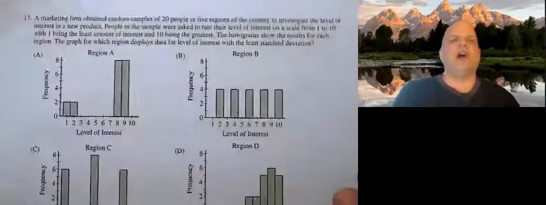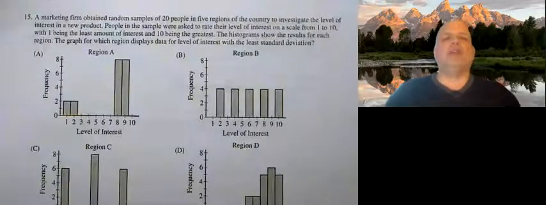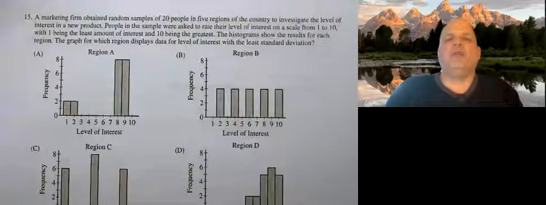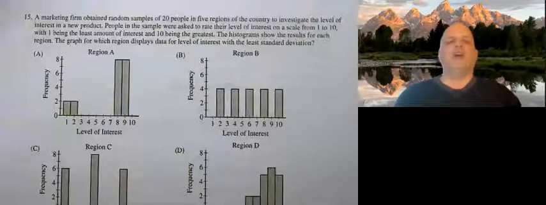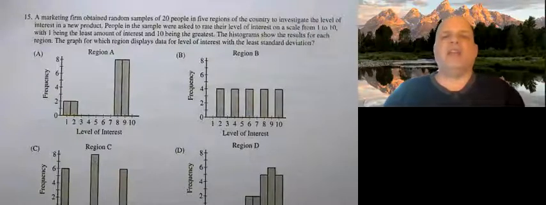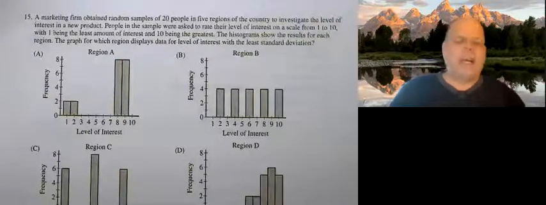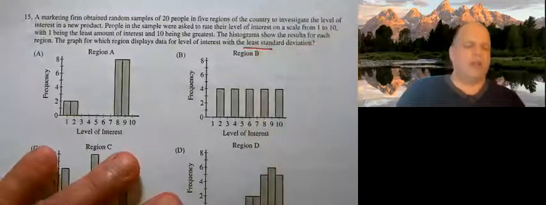Number 15, a marketing firm obtained samples of 20 people in 5 regions of the country to investigate the level of interest in a new product. People in the sample were asked to rate their level of interest on a scale of 1 to 10, with 1 being the least amount of interest and 10 being the greatest. The histograms show the results for each region. The graph for which region displays data for level of interest with the least standard deviation. So we want the smallest standard deviation.